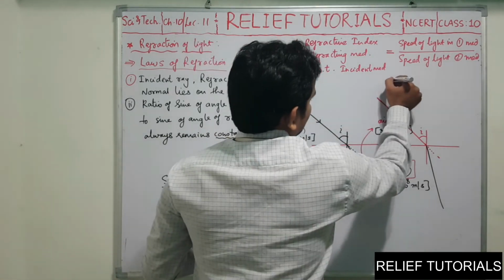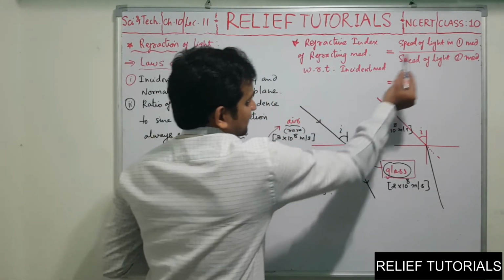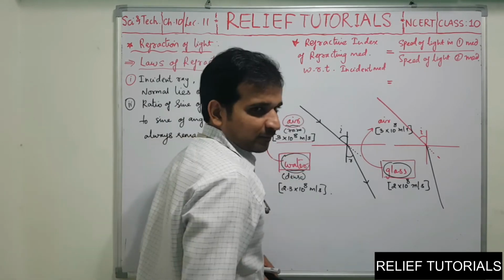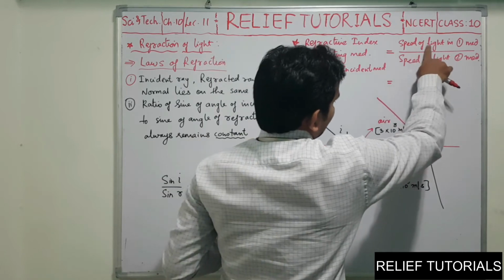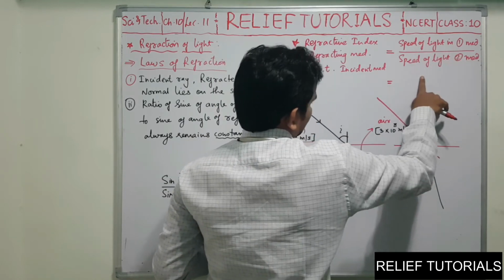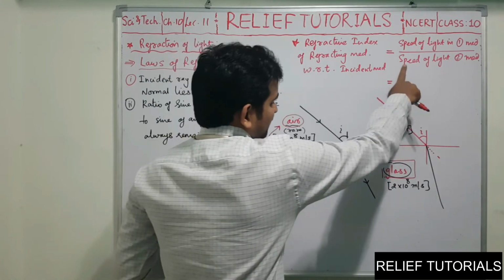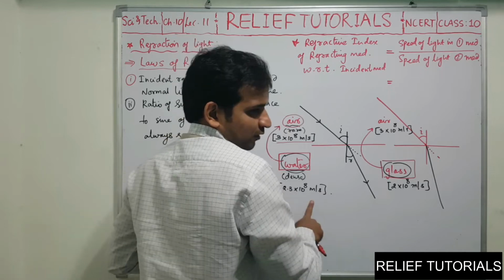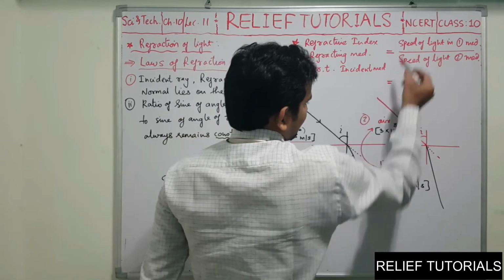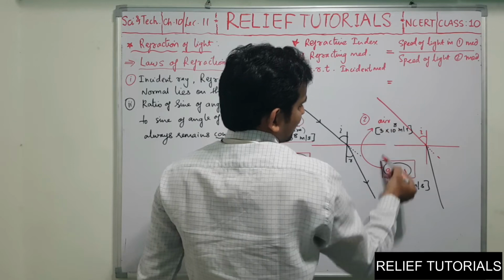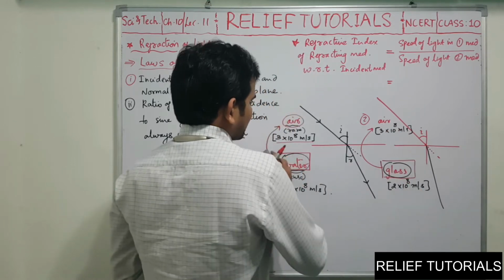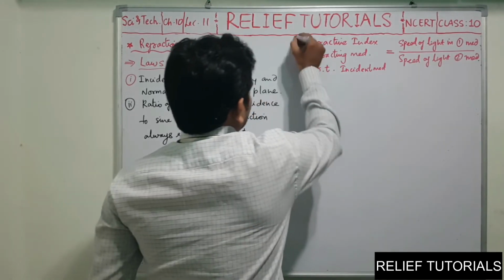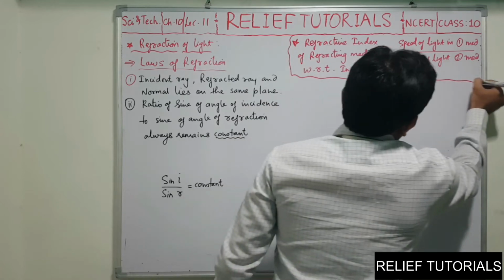So in this formula we can put the values. Speed of light in first medium means speed of light in air, the value is 3 into 10 raised to 8 meter per second. In the numerator we will have 3 into 10 raised to 8 meter per second, and in the denominator, the speed of light in second medium, in this case the speed of light in water. In the second example, in the numerator we will have speed of light in air upon speed of light in glass. Right now we are not putting the values. So this is the very common formula to calculate the refractive index of any medium.